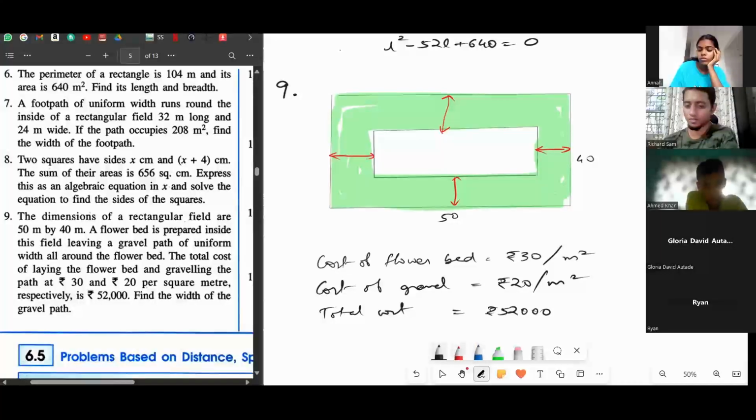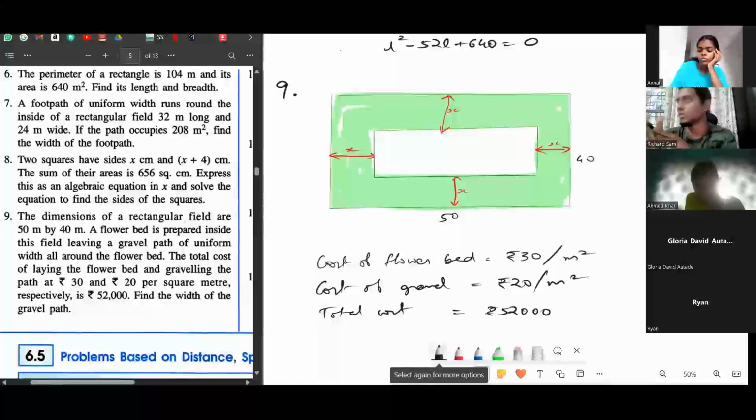So what to do now? We'll take the width as x. Everywhere is the same width, so the width is x. Okay. Now, what is the formula? What is the equation you can make out of this? Whenever you have one shape inside another shape, what is that equation? We have done this before.